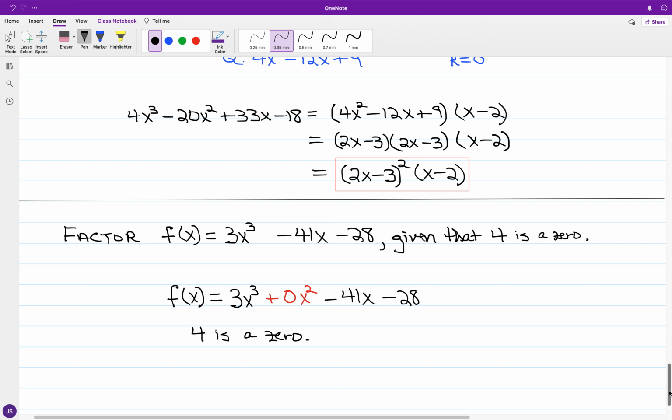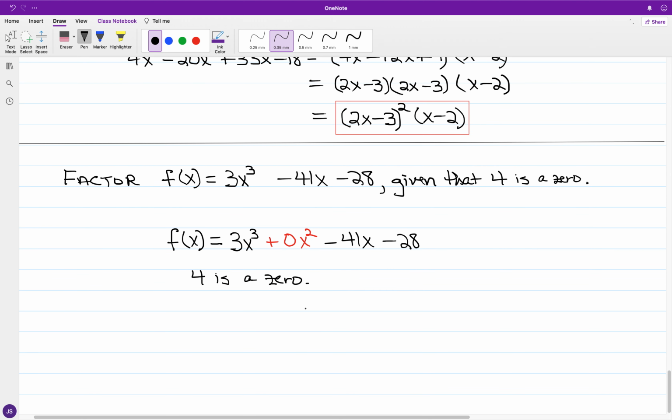So if we go through the pathway of synthetic division, again we have 4 is a 0. For the coefficients of the dividend, we have 3 for 3x cubed, and then 0 since we have a missing x squared term. Then we've got negative 41 for the first order x term, and again the constant negative 28.